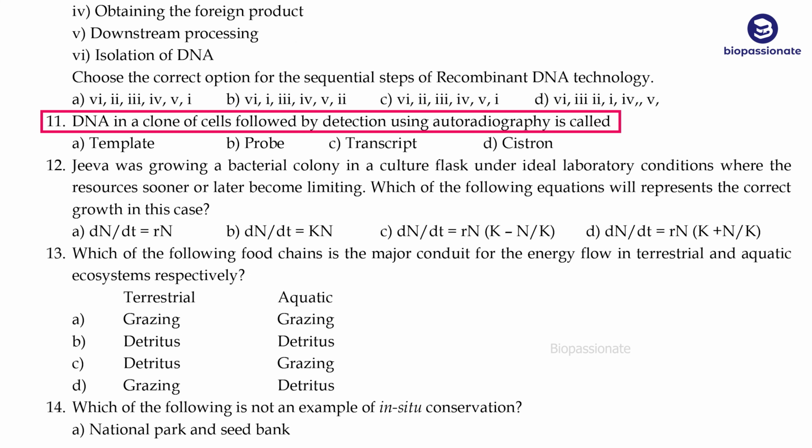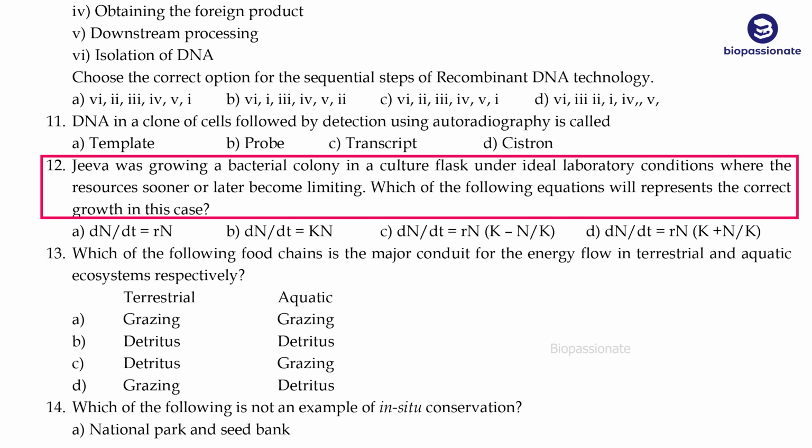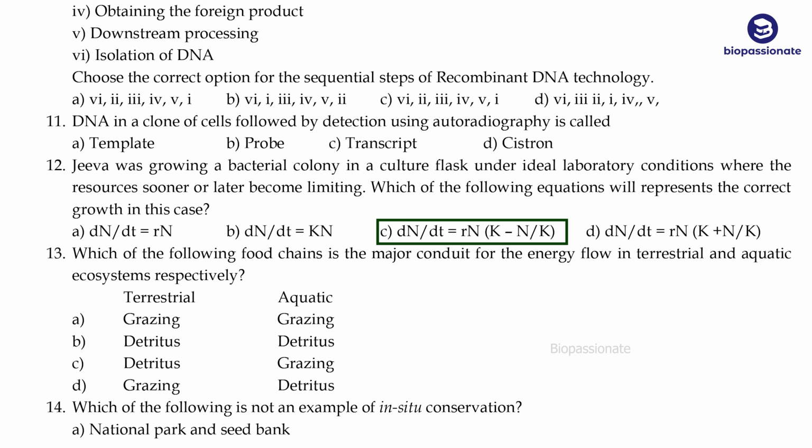11. DNA in a clone of cells followed by detection using autoradiography is called. The answer is option B, probe. 12. Jiva was growing a bacterial colony in a culture flask under ideal laboratory conditions, where the resources sooner or later become limiting. Which of the following equations will represent the correct growth in this case? The answer is option C.